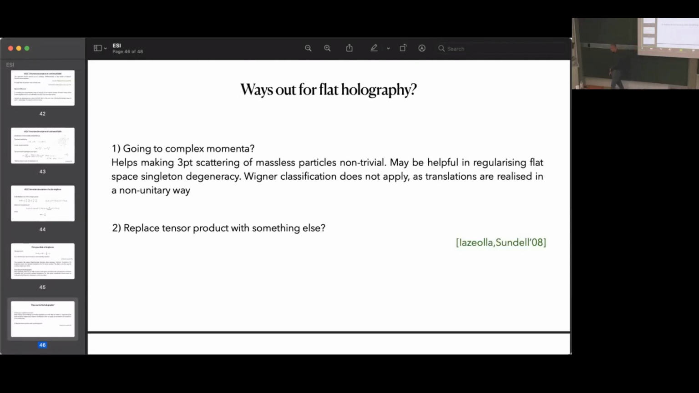So the suggestion is to consider complex momenta, and this trick is often used in the amplitude literature. In fact, it allows to make 3-point scattering of massless fields non-trivial. And one may expect that the same trick can be helpful in making this singleton representation also degenerate. And there was another suggestion in the literature by Per and Carlo to replace tensor product with something else, but they did not elaborate much on this, but probably this is still an option.